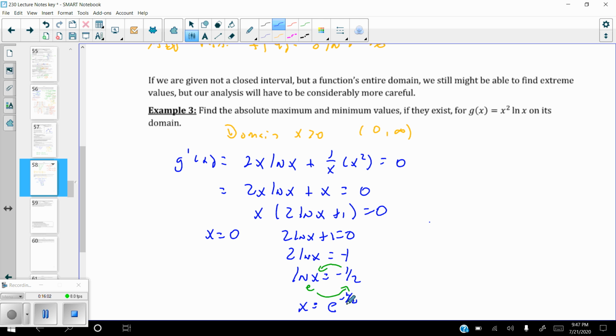So what we need to do now is we need to plug those back in. We're still going to create a chart. We're going to call this x. This is f of x. We're going to plug in 0, and we're going to plug in e to the negative 1/2 power. Let me write that negative 1/2 again.